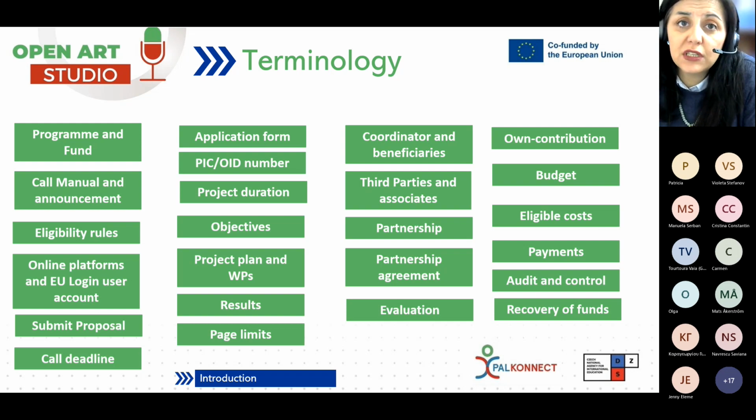So the PIC number, we are using it for Creative Europe and for Horizon projects, COSME projects. The OID number, we are using for Erasmus Plus projects.